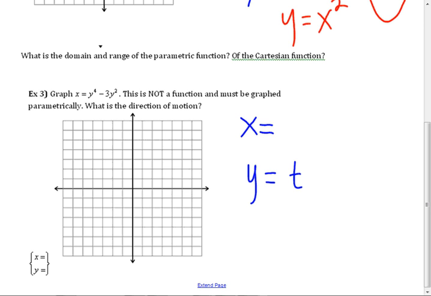If y is t, yeah. And it's just, I don't know how you teach that. You just have to think through it. So should we graph that? Because I want to write it parametrically.